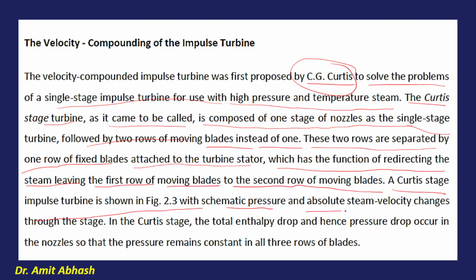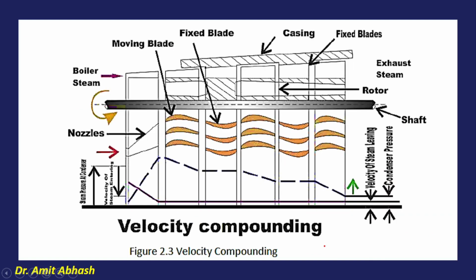The schematic shows the pressure and absolute steam velocity changes through the stage. In the Curtis turbine, the total enthalpy drop, and hence the pressure drop, occurs in the nozzle, so that the pressure remains constant in all three rows of blades. Let's see how it will be.